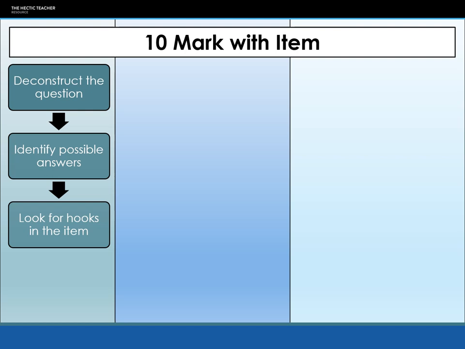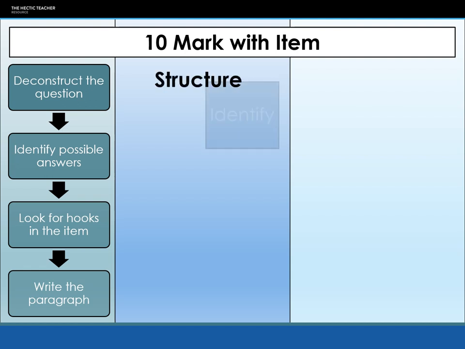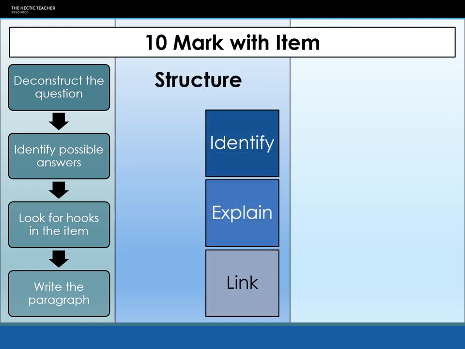So now we're on to looking at the paragraph and writing our paragraph in a way that the exam board wants. So we use the system of identify, explain, link, and then our application goes where it fits. It might be part of your point or your identification. It might be part of the explanation, but you put it where it fits. And I'm not looking for just a sentence that says, the item says this. You need to incorporate it into your paragraph. You need to make it so that it flows.